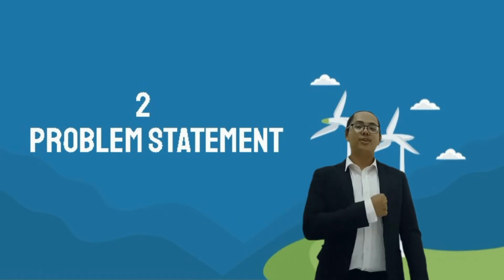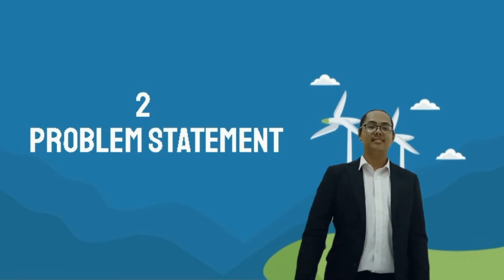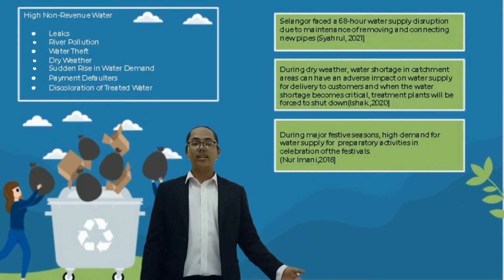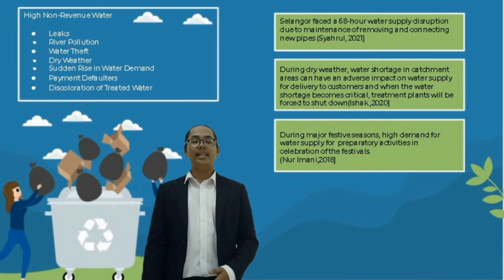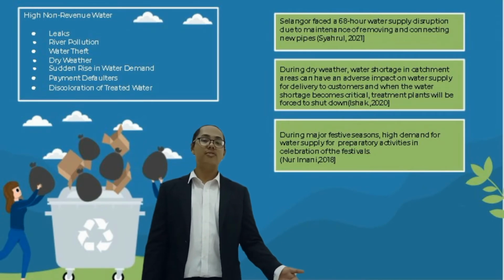Okay, let's move on to the problem statement. In 2021, Selangor faced 68 hours of water supply disruption due to the maintenance of removing and connecting new pipes, which indicates that the water supply system in Selangor is still inefficient.